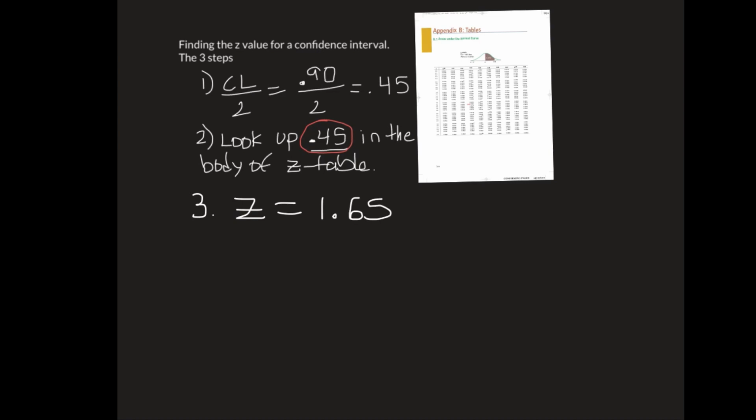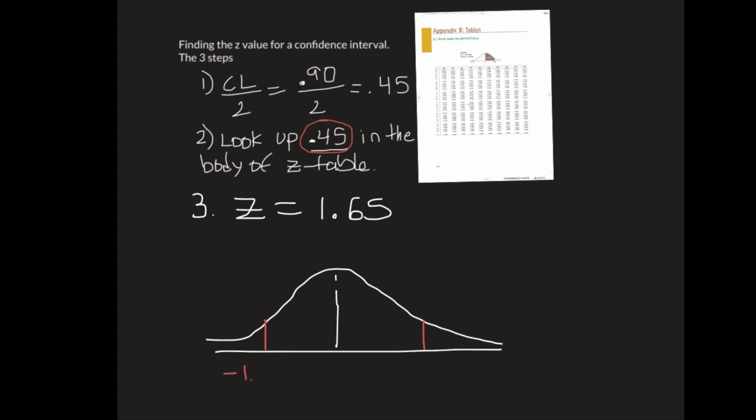1.65. And so if we were to just jot this down into our distribution, right, effectively we're looking at these areas here, negative 1.65 to positive 1.65. And since we're looking at the 90% confidence level, we know that this constitutes the middle 90%, and that's what our confidence interval is actually drawing.